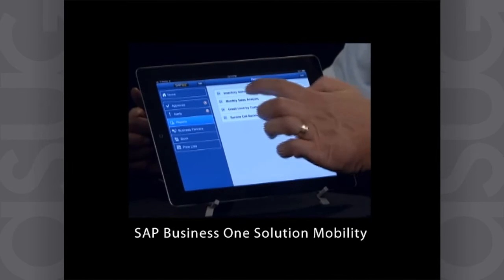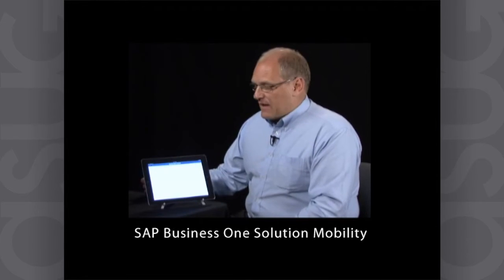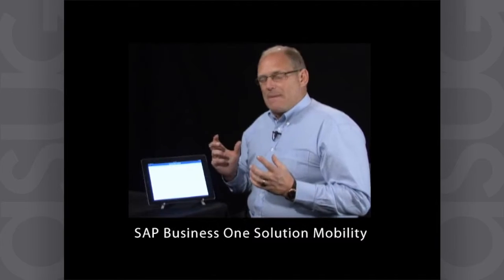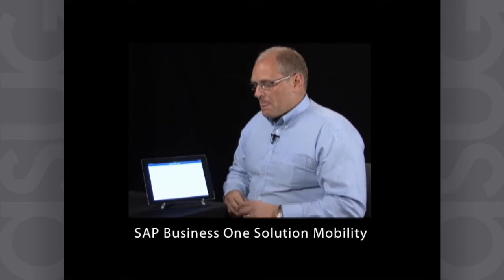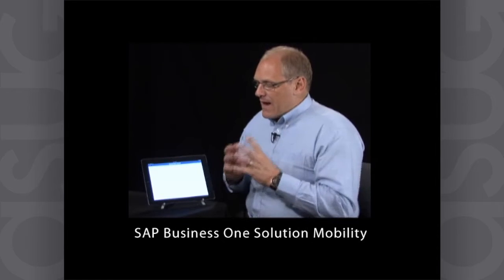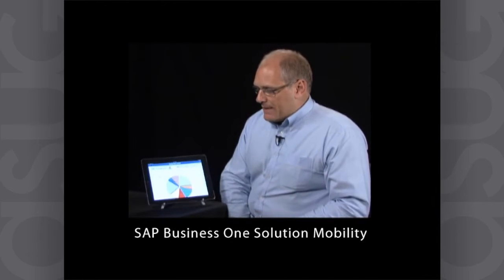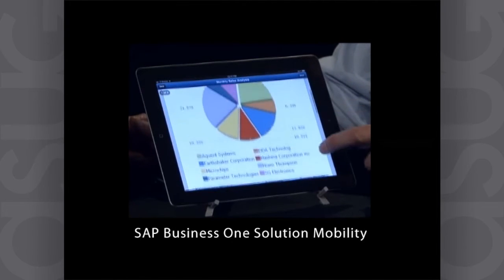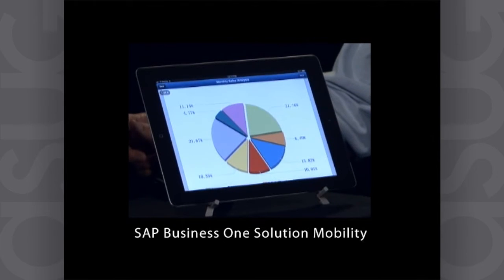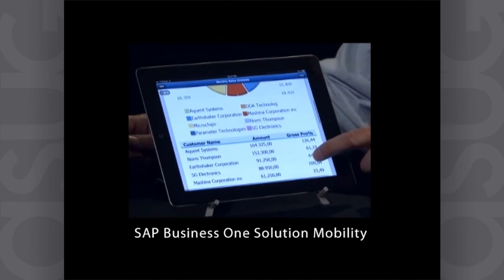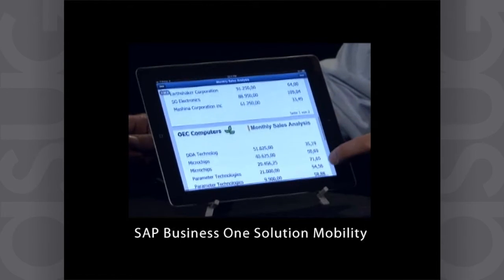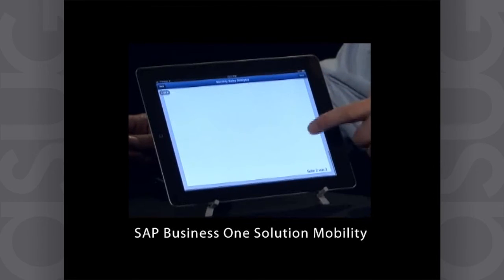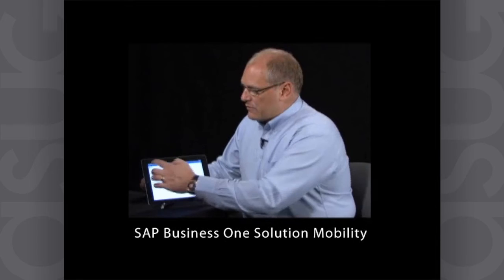So let's say, for example, I want to look at my monthly sales analysis. One tap, and that brings up the data that's come directly out of SAP Business One into a Crystal Report, rendered in real time and displayed up here on my iPad. So there it is, my OEC Computers monthly sales analysis. Again, the report is formatted to take advantage of the way the iPad screen works. I can see all my information there by customer and the breakdown of that information as well. Okay, so that's an example of one of the reports.